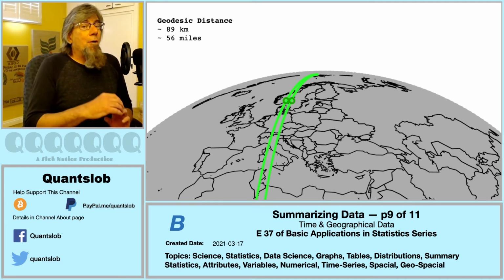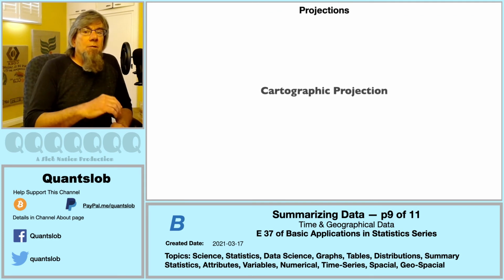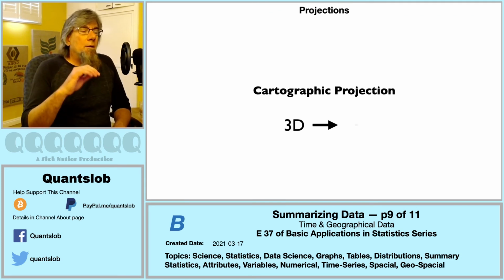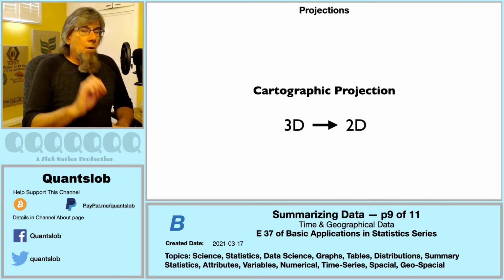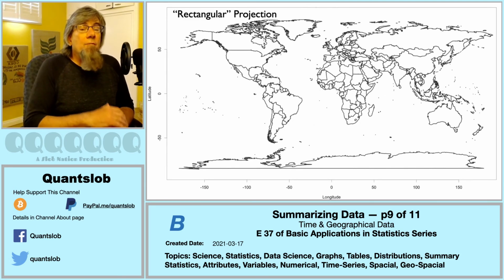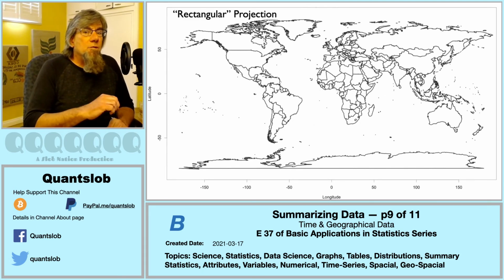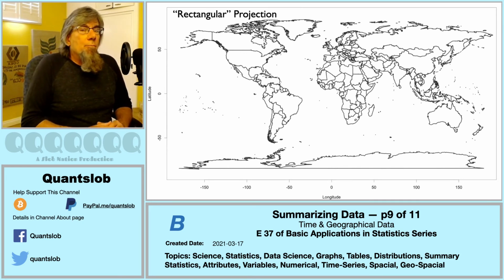Now, there are many mathematical projections that cartographers and geostatisticians use to map or translate the 3D surface of the Earth onto a 2D surface. And none are perfect, to be sure. But one very simple and popular way to do this is what we've already just looked at. This is a rectangular projection. Not the most imaginative name, but it's accurate.